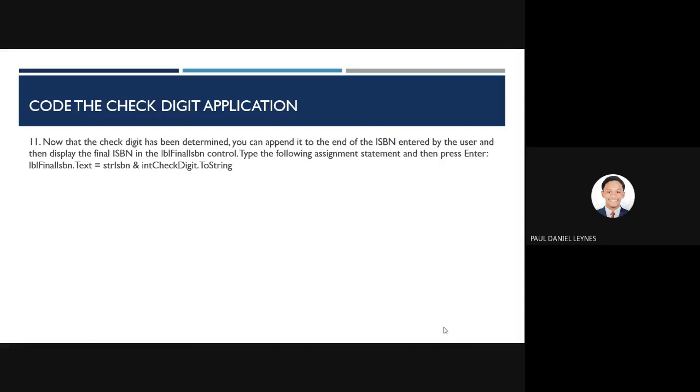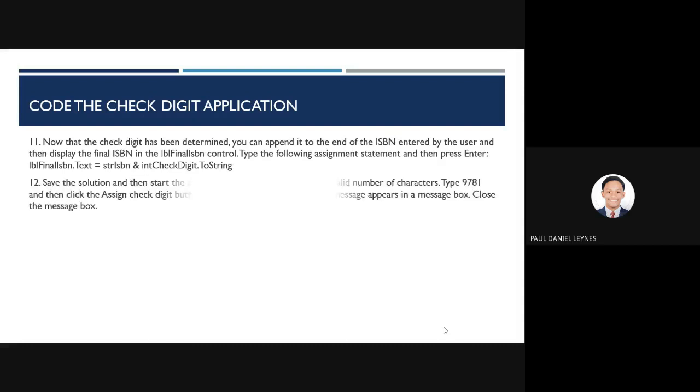Now that the check digit has been determined, you can append it to the end of the ISBN entered by the user and then display the final ISBN in the final label ISBN control. Type the following assignment statement and then press enter. Label final ISBN dot text is equal to string ISBN and int check digit dot to string. Save the solution and then start the application.